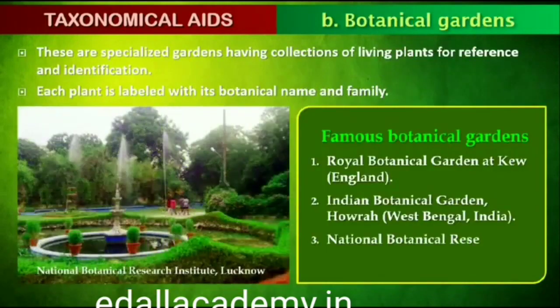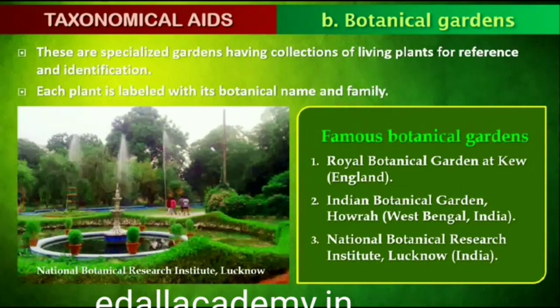1.4.2 Botanical Gardens. These specialized gardens have collections of living plants for reference. Plant species in these gardens are grown for identification purposes and each plant is labeled indicating its botanical, scientific name and its family. The famous botanical gardens are at Kew, England, Indian Botanical Garden, Howrah, India, and at National Botanical Research Institute, Lucknow, India.